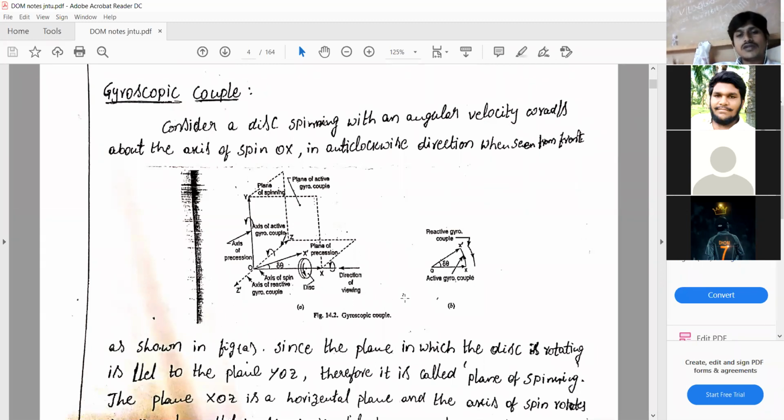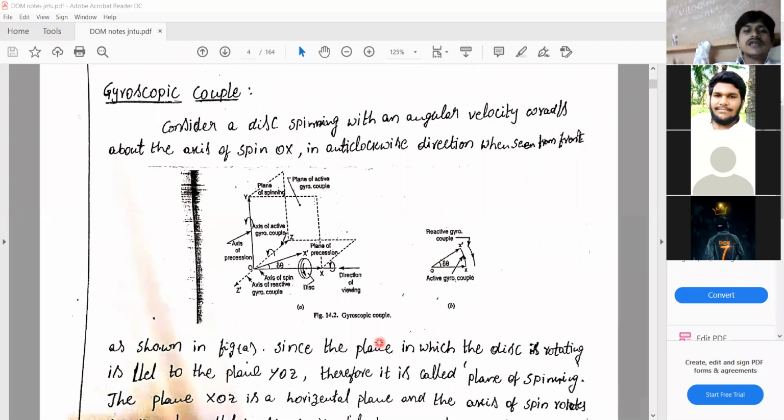Coming to our figure B, they may also draw one small vector diagram. That is the active gyroscopic couple, where OX is shifted to OX dash. The angular displacement value is del theta. So all of you observe that.